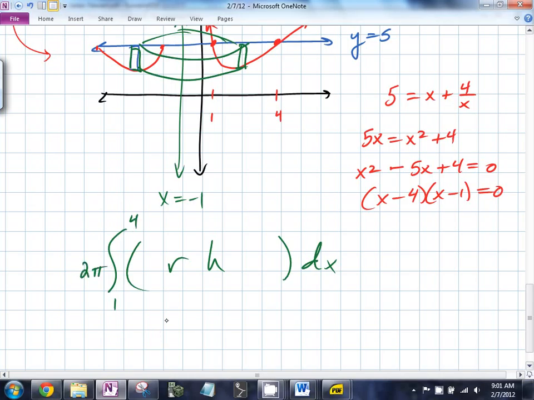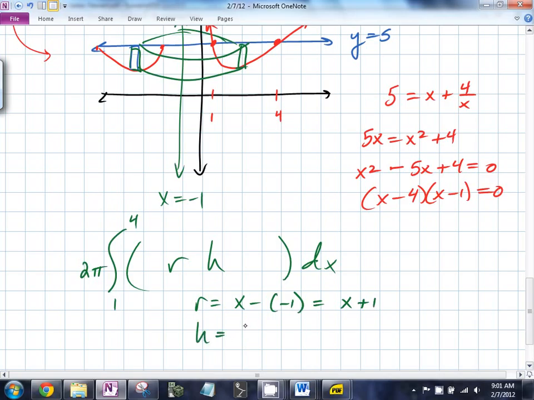What's the radius in this case? It's going to be 1 plus x. It's 1 greater than the x value. Another way to say that, if you want to say it properly, it would be x minus negative 1, which is 1 plus x, which is totally fine. And what's the height going to be?